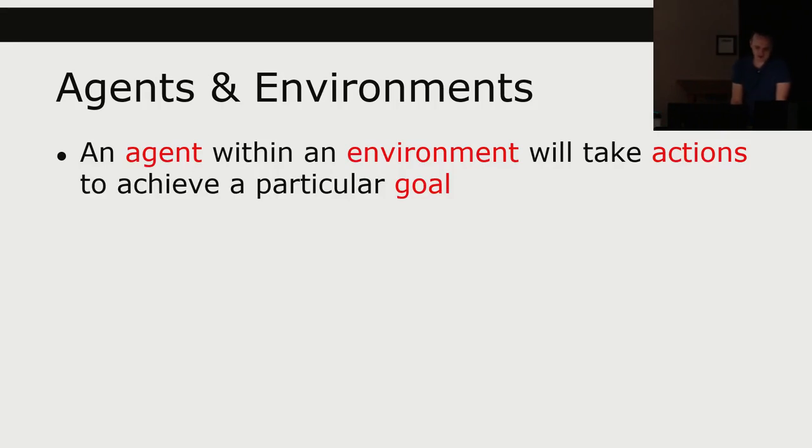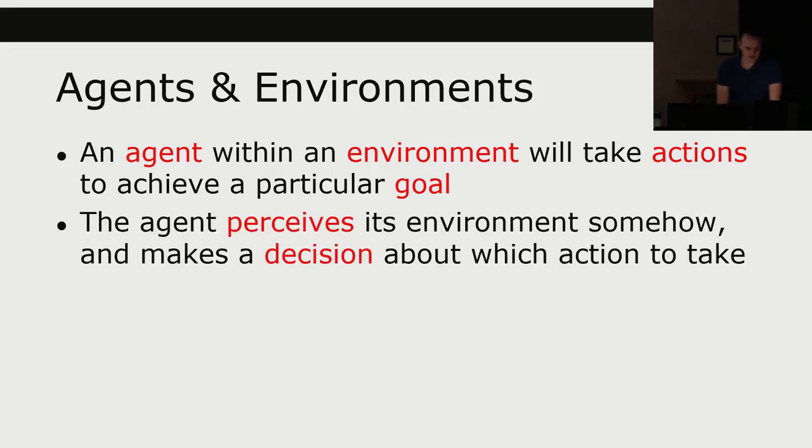And so an agent within an environment will take actions to achieve a particular goal. So all these things in red, they're important definitions, right? And so the agent is going to perceive its environment somehow and then make a decision about which action to take in order to best achieve its goal. And in most cases, we are going to have to give the agent its goal, right? You can't just put a robot there and expect it to just decide what to do. We've got to give it, okay, I want you to get to that door as fast as possible or clean the floor or something like that. So we typically give the agent its goal and then place it within an environment.